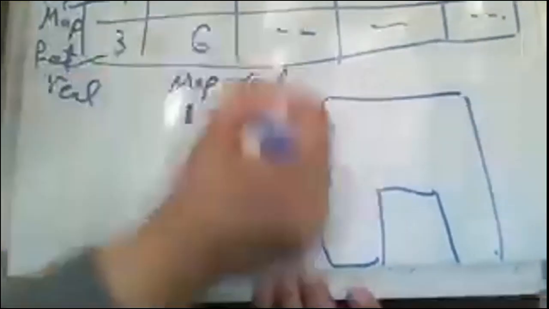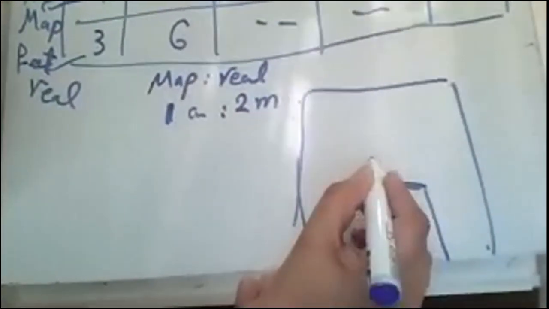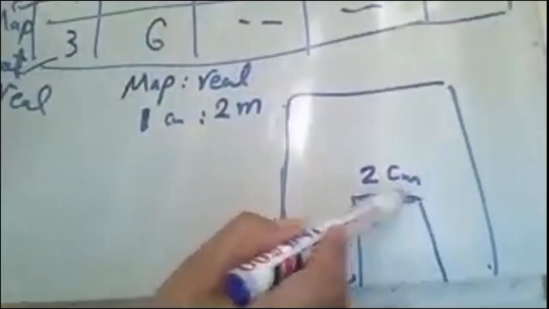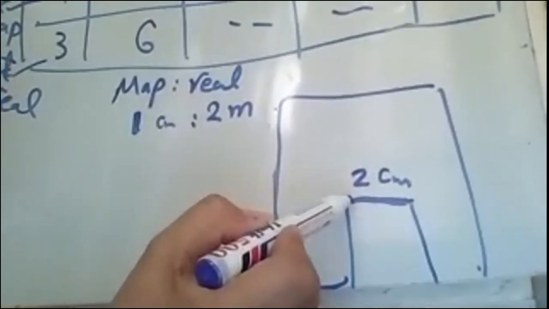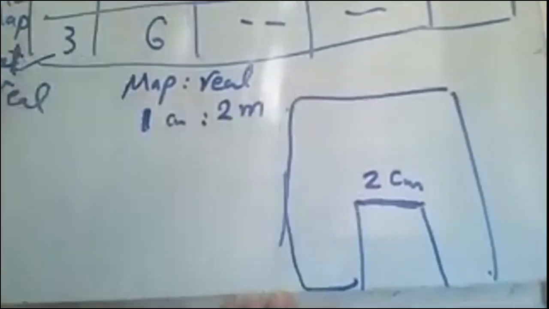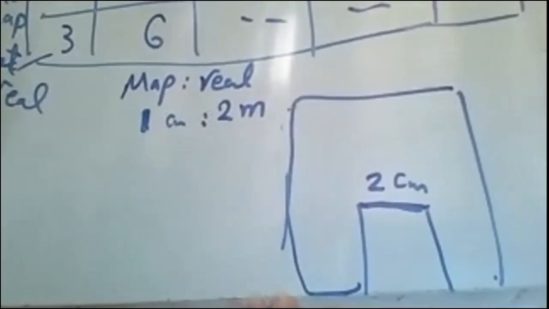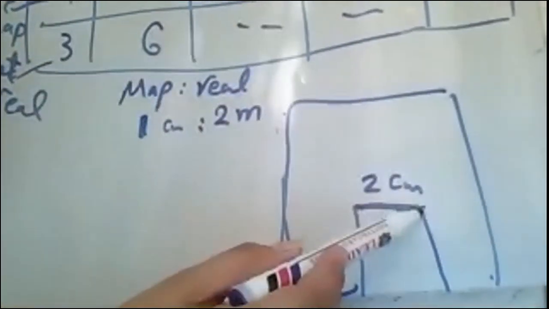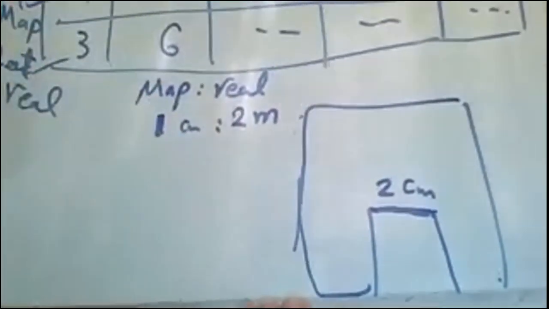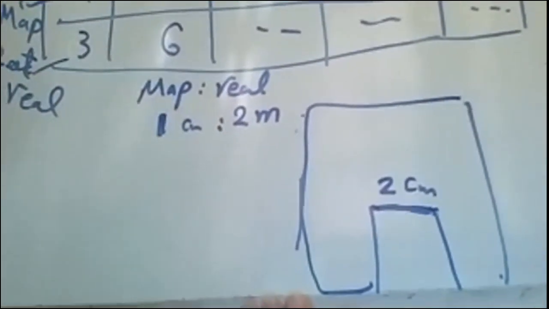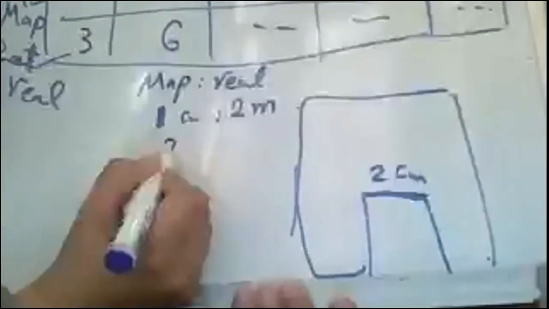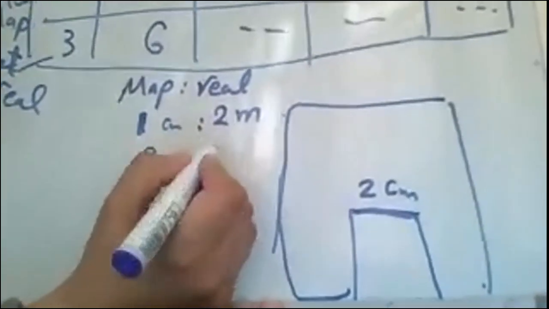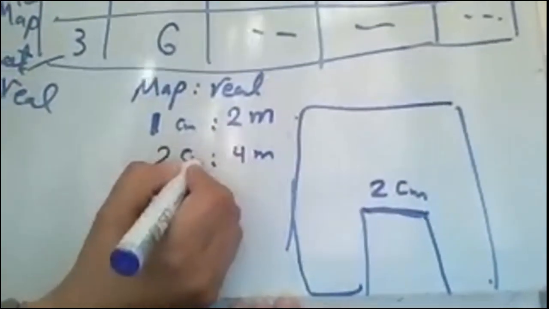Okay, if I put 2 centimeter here, in reality it should be how many meters, grade 7? We started proportions before, right? It should be 4. So if this one is 2, I make 2 times 2, then I have 4 meters, right?